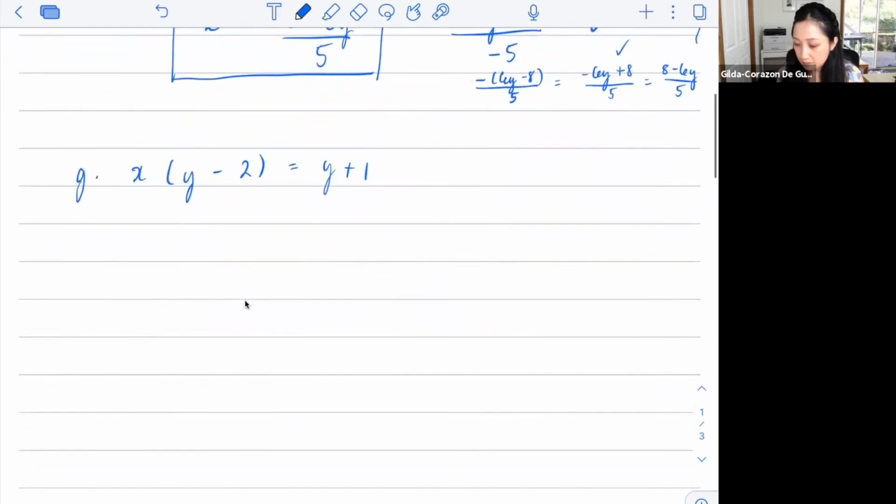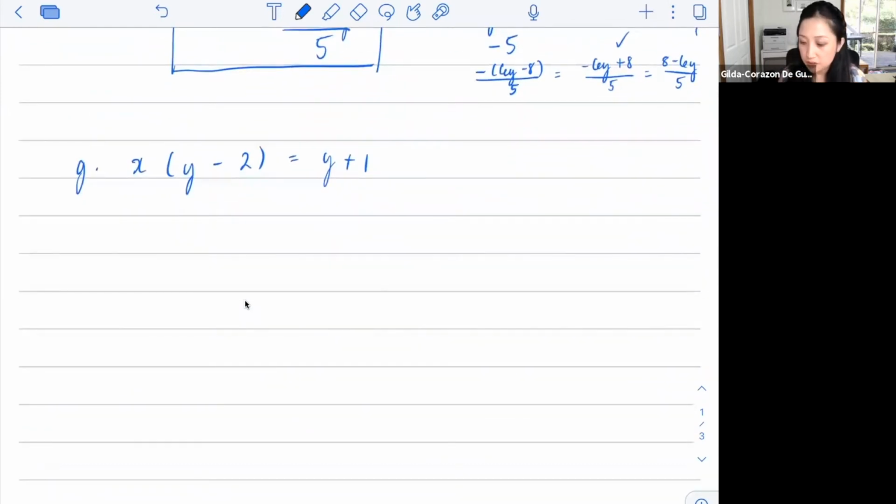Let's have another example here. Again, what we want to do is get x by itself. If we're looking at this one here, then we don't actually need to expand, because we've got x by itself over here. But what we can get rid of would be this here, and therefore we can divide. So that's x times this expression. The reverse of multiplying it by y minus 2 would be dividing it by y minus 2, and therefore you divide that by y minus 2, y minus 2, right?